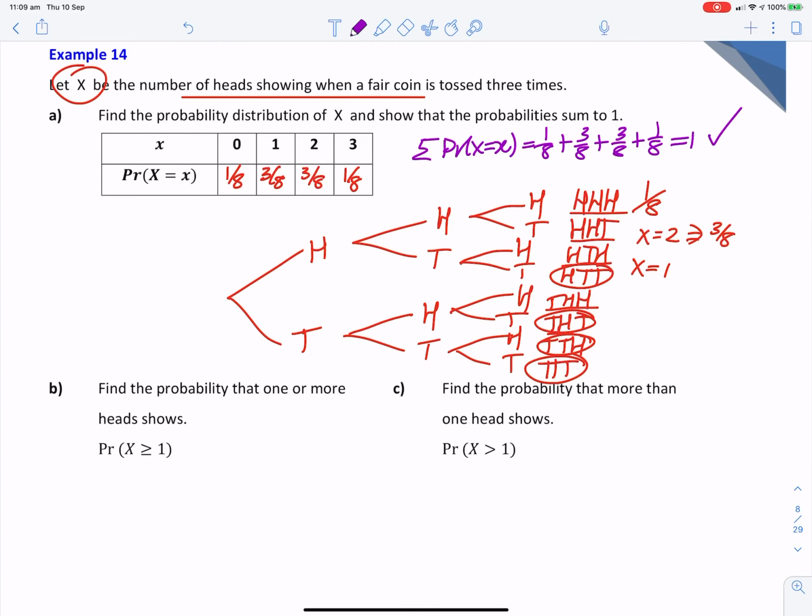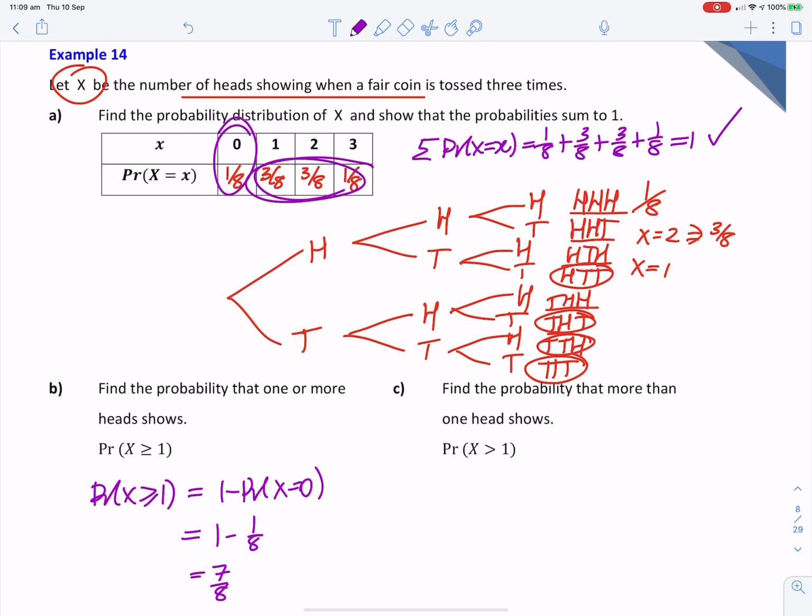Find the probability that 1 or more heads shows. So the probability that x is greater than or equal to 1, we can also say that's 1 minus the probability that x is 0, which is 1 minus an eighth, which is 7/8. And you can see if you added them together, you would get 7/8.